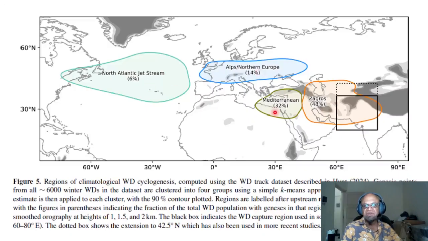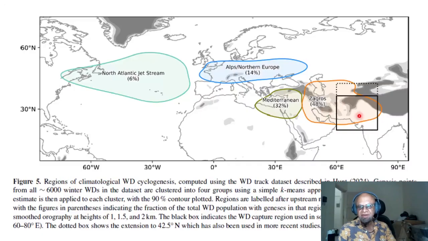6% here, 14% here, 32% here over the Mediterranean, mostly eastern Mediterranean, and Zagros is 48%. Okay, majority is almost all here. That's 80% here, with rest of the 20% from far off. Okay, filled gray contours represent smooth orography at heights of 1.5 and 2 kilometer. You can see those here. The black box indicates the WD capture region used here.